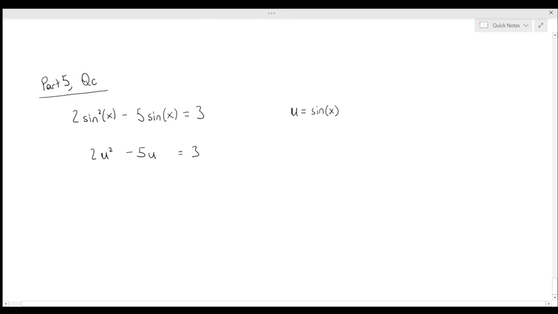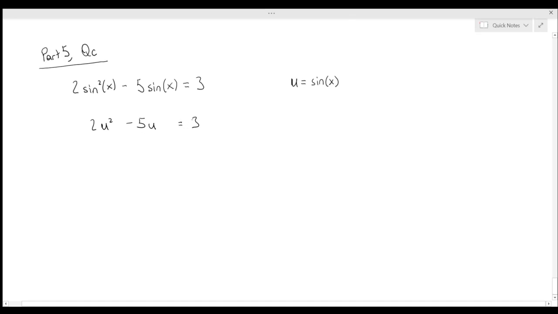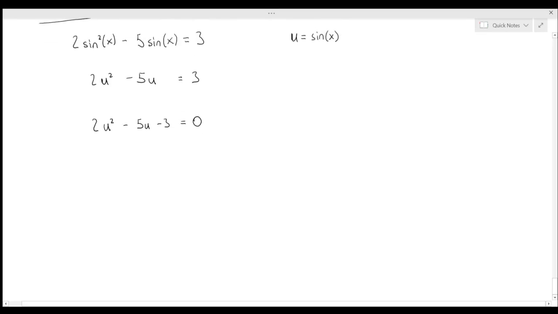Okay. So thinking of it as a quadratic equation right now, what I could do is move the minus 3 to the other side, so make it equal to 0. Once we have it set equal to 0, then in order to solve a quadratic equation, we have two strategies. We can either try to factor it, or we can use the quadratic formula to find the roots. Here, I think I'm going to go with the quadratic formula. So let's do that.